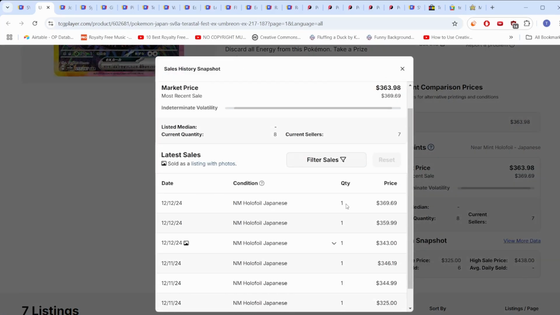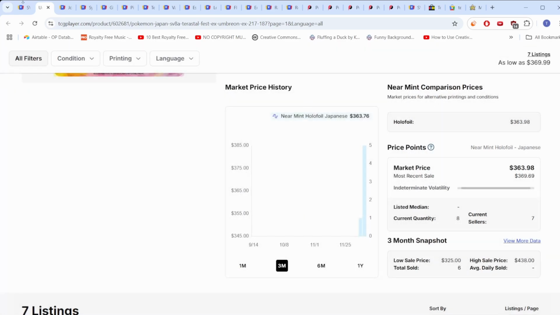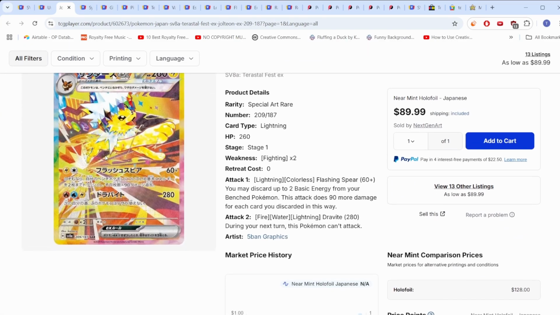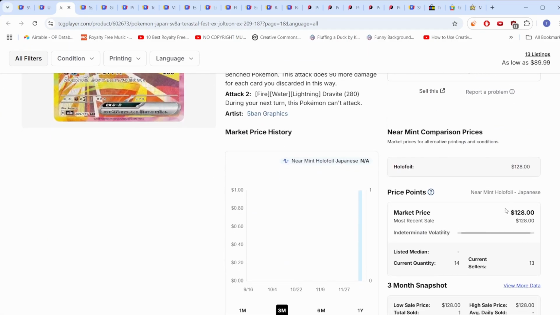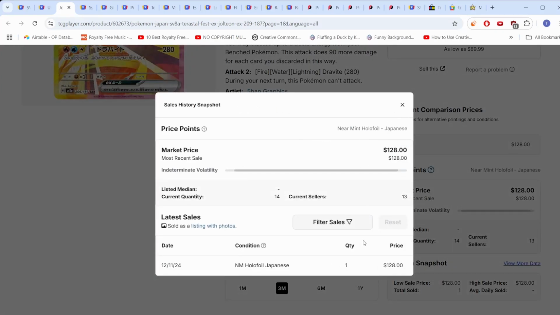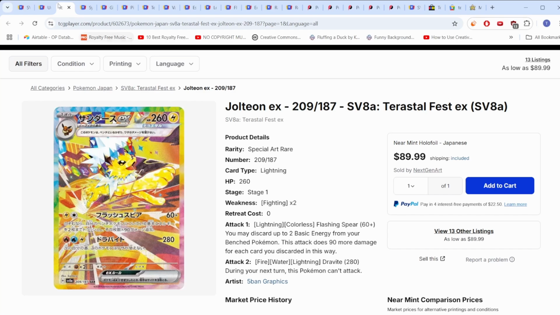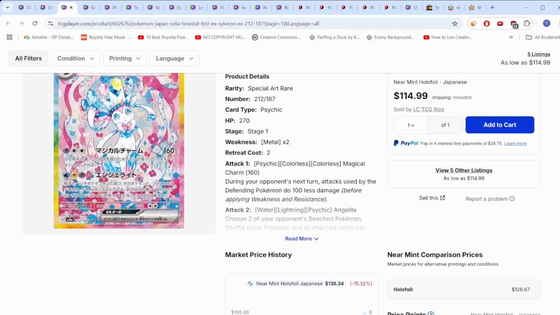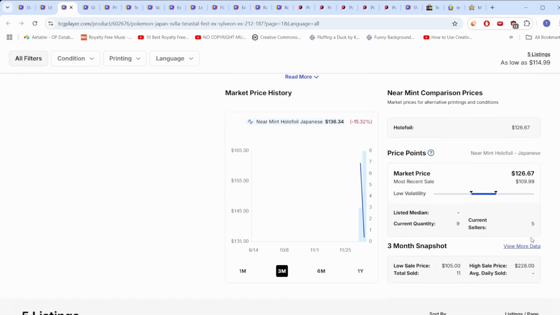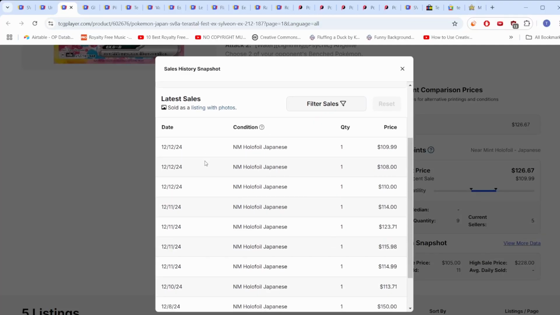But it's interesting because I feel like there's more sales on this Umbreon here recently than there were on eBay, or at least according to the price chart. There's Jolteon here. I think that there's only one sale, so that's just not very helpful, and that's probably why the market price is so high. And then this Sylveon, yeah, it has more recent ones.